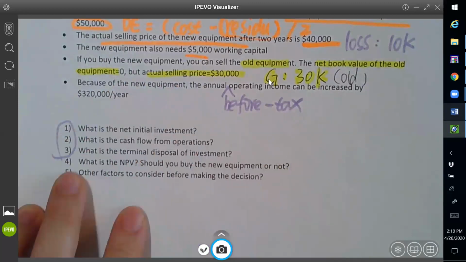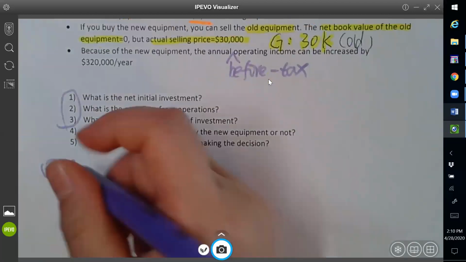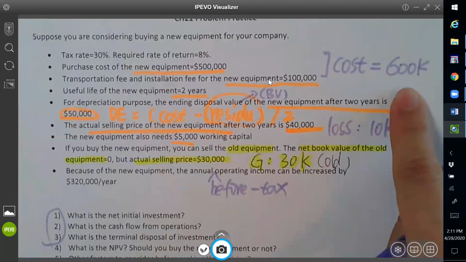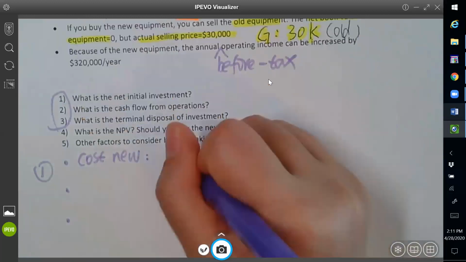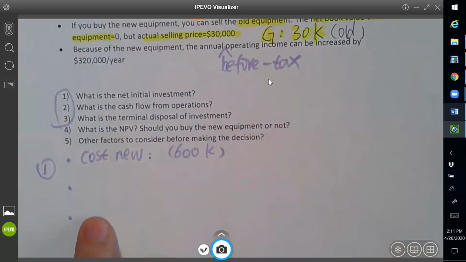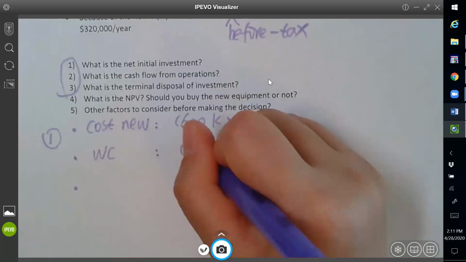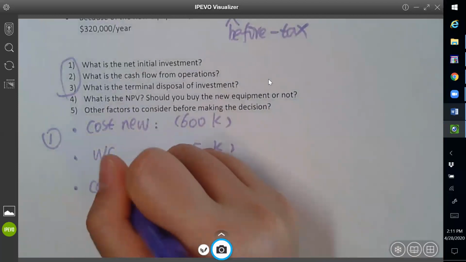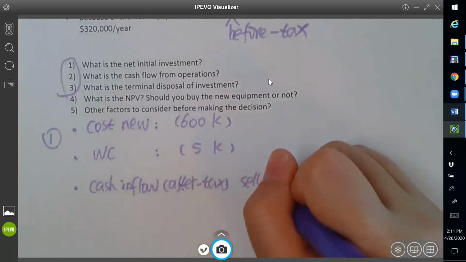As I suggested, I personally think you should list those 3 items and then put the numbers there. The first is the cost of the new equipment, which we already calculated is 600,000, the listing price plus transportation and installation. Make sure this is an outflow, so I put negative there. Then working capital: the question told you directly, you need working capital of 5,000. And the last one is the after-tax cash inflow from selling the old one.